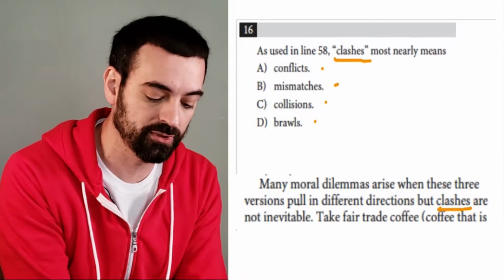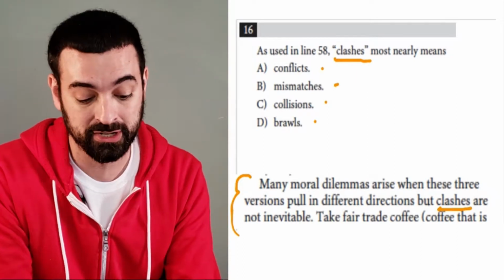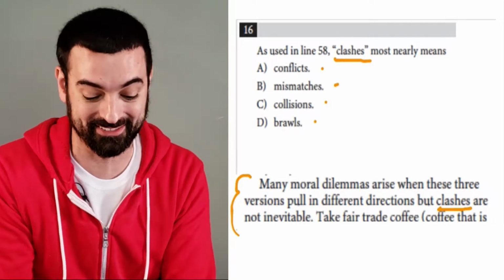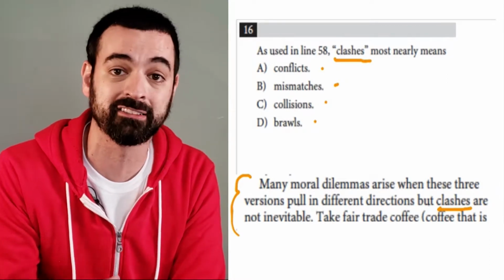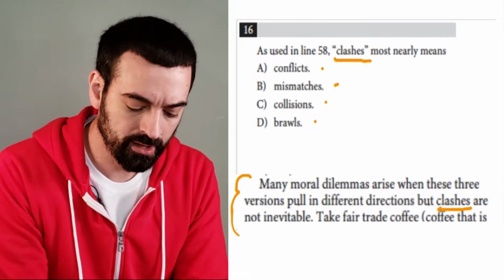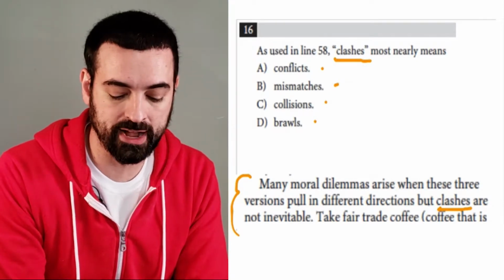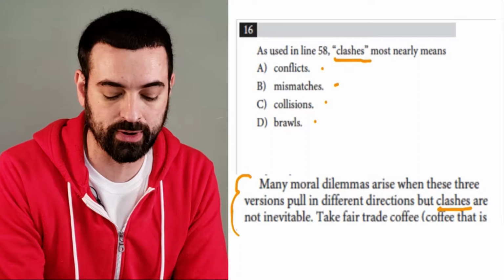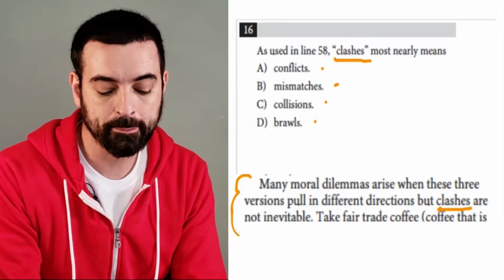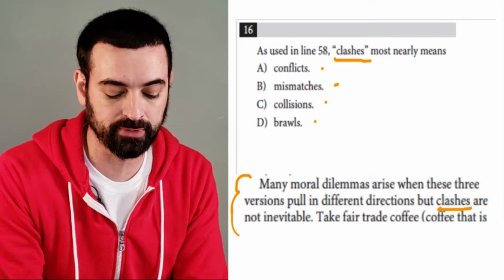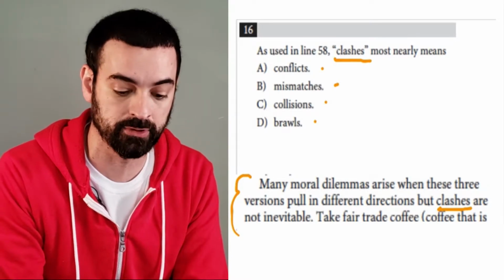Now, I haven't given you the entire passage on screen here. To make it all fit on one screen, I've just given you the 3 lines. But this is an economics passage. And let's try some of the answer choices. Many moral dilemmas arise when these 3 versions pull in different directions, but clashes are not inevitable. Think of it like this. Many moral dilemmas arise when these 3 versions pull in different directions, but blank are not inevitable.